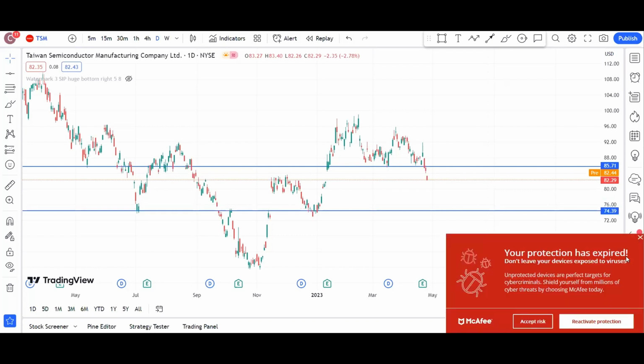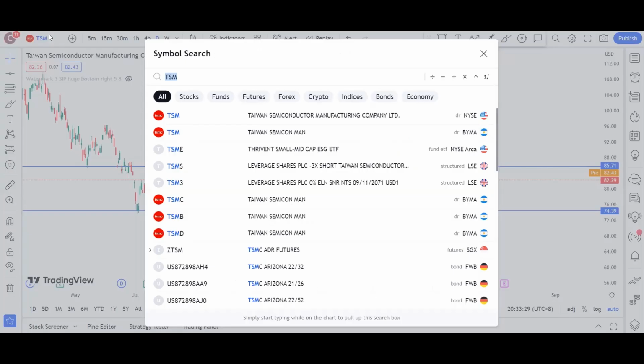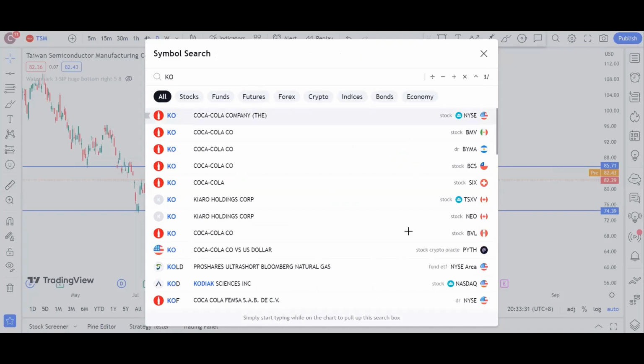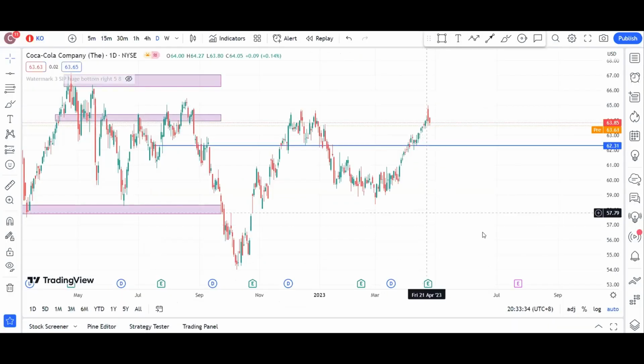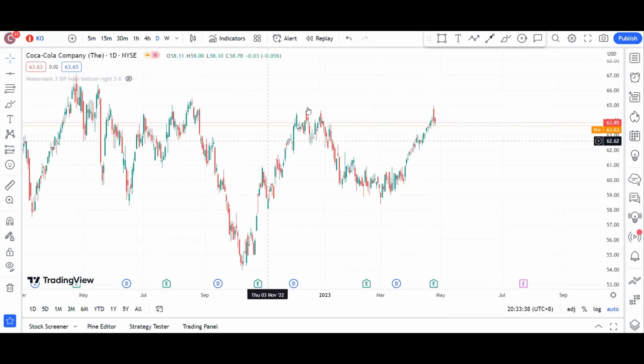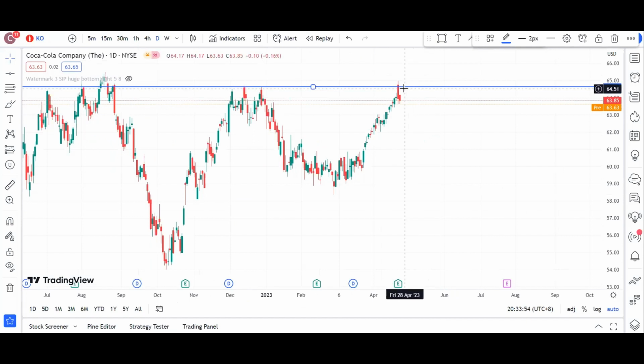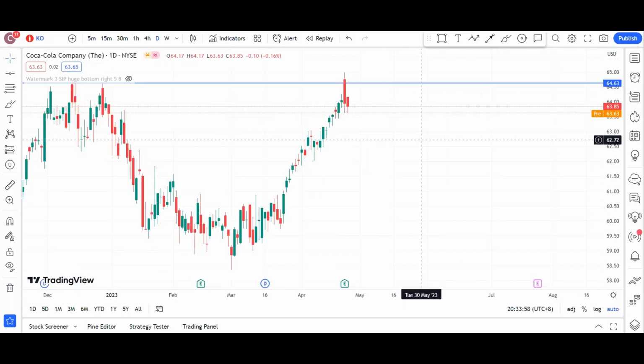And next would be KO. Okay, Coca-Cola. Same thing. A lot of the counters just now have actually tapped a very strong supply area, at around 64, 65. It's already rejecting.